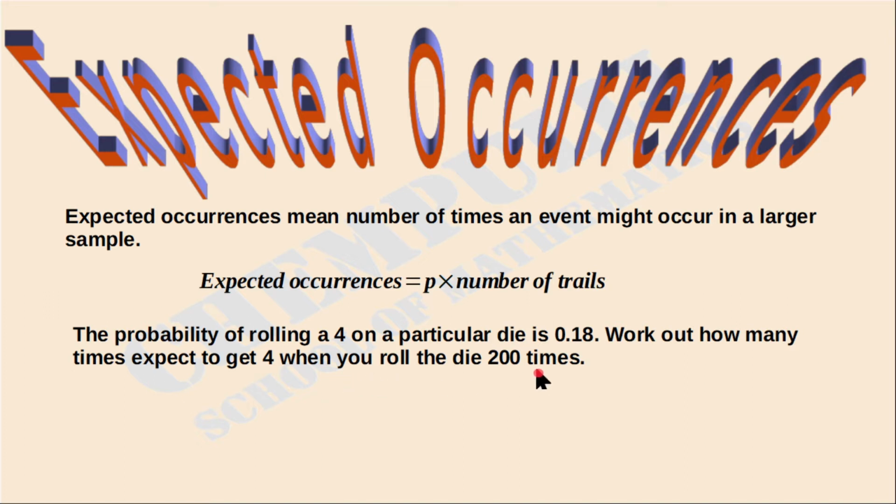That is 200 trials. To find that, we know expected occurrences is equal to probability times number of trials. The probability is 0.18 times the number of trials, which is 200. We can write 0.18 times 200, and we get the answer 36. What is the meaning of this? Out of these 200 trials, we will get a 4 thirty-six times.